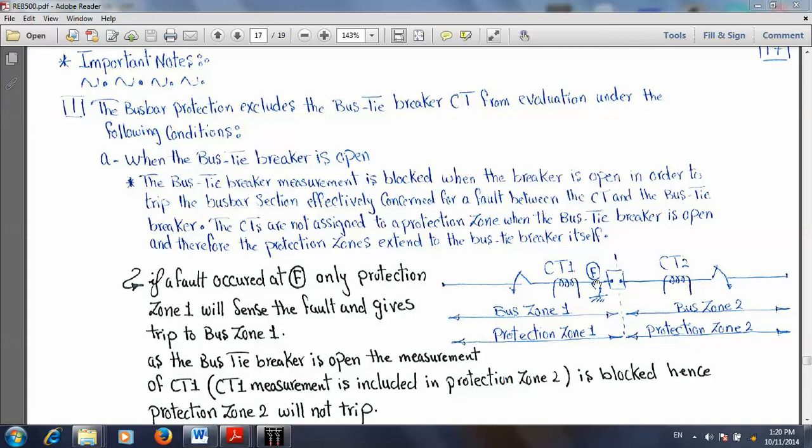In this case, if a fault happened here at F, all currents here will be added together to feed the fault. The current is passing through CT1. Okay, it means CT1 will make disturbance for bus zone 2? No, why? Because the circuit breaker is open. So the current passing here through CT1 will not be reflected to the measuring system of bus zone 2. In this case, bus zone 2 will be healthy and stable because CT1 already is excluded from the measuring system of bus zone 2.